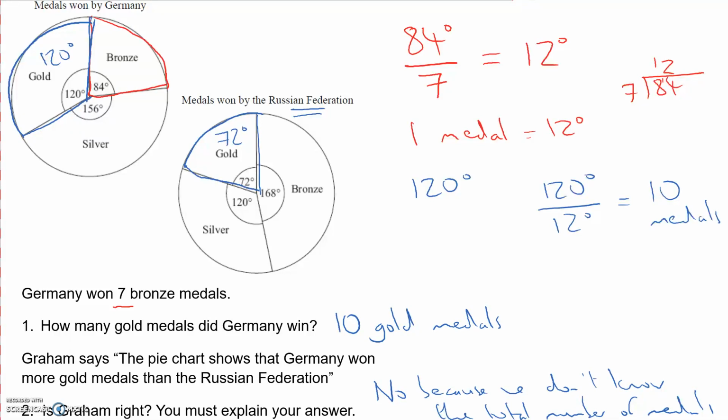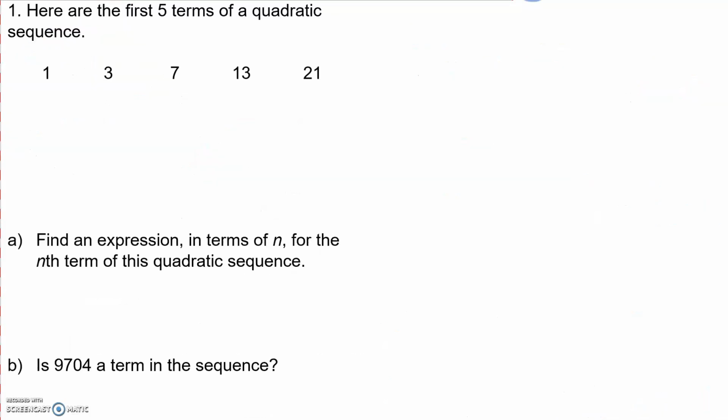Okay, if we did, we could work out what fraction were gold, and we do that by 72 degrees divided by 360 degrees. That would be the fraction multiplied by the total number of medals. I should probably say there we don't know the total number of medals for the Russian Federation. So all we know is what percentage of their medals were gold medals. We don't know how many they actually won.